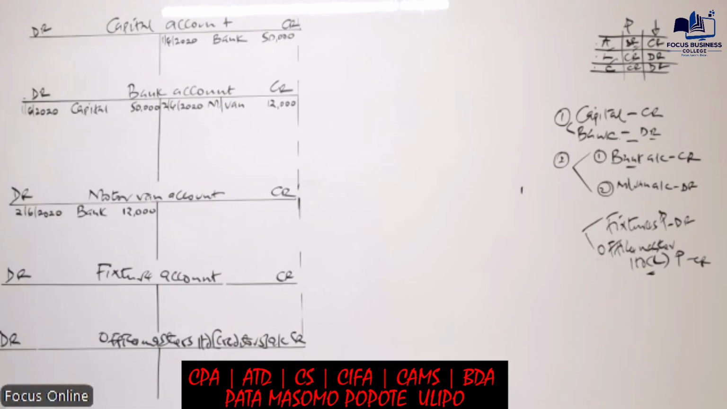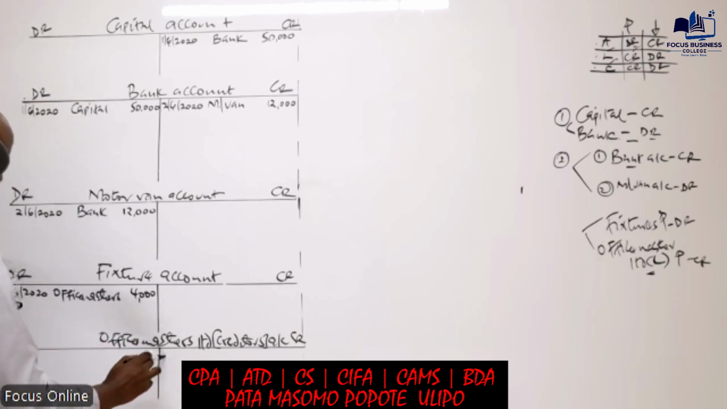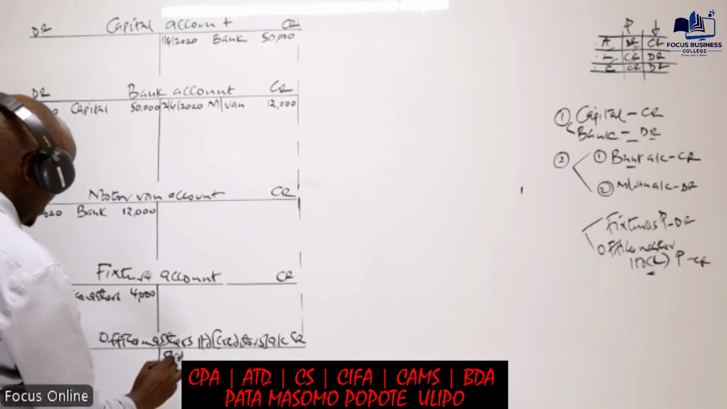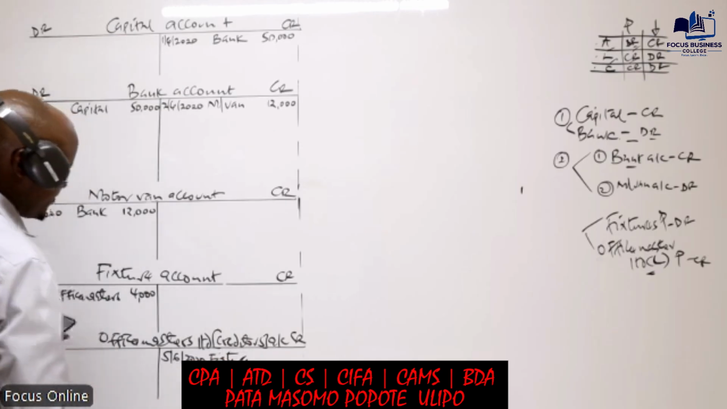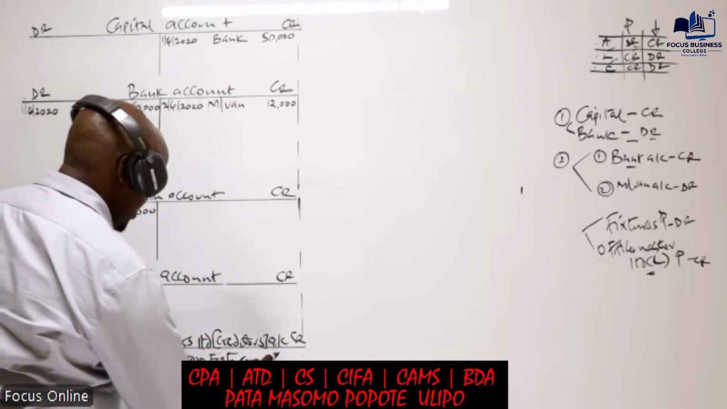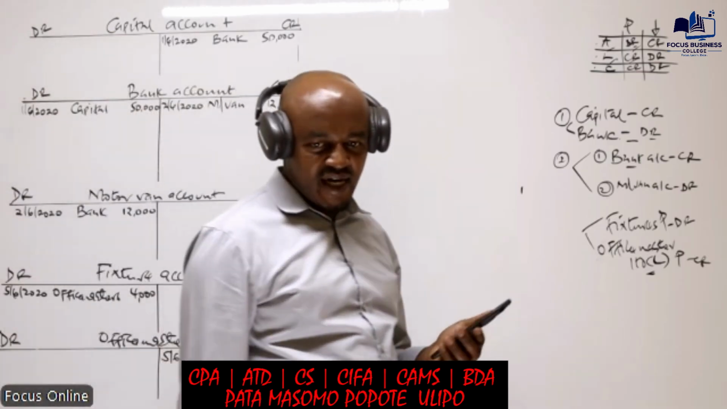So we are saying the fixtures account will be debited. The date is the 5th of June 2020. And then the other account to be affected is Office Masters, an amount of 4,000. And then we credit this account the same date. In the details, we will write the name of the other account being affected, which is fixtures. And the amount is 4,000. So we are done with that.